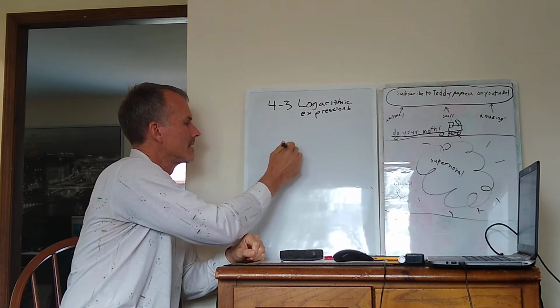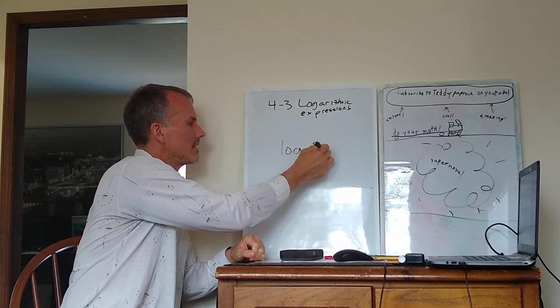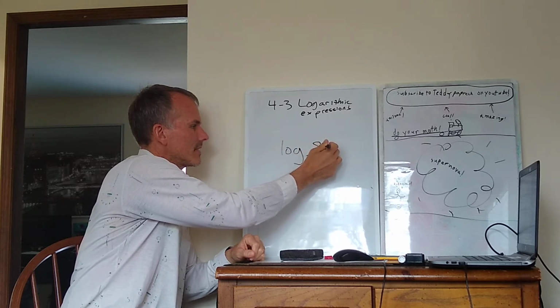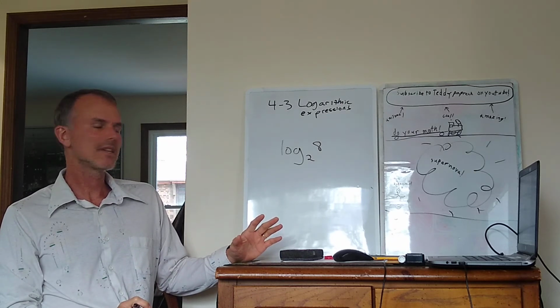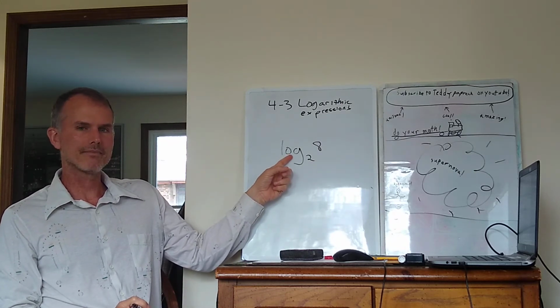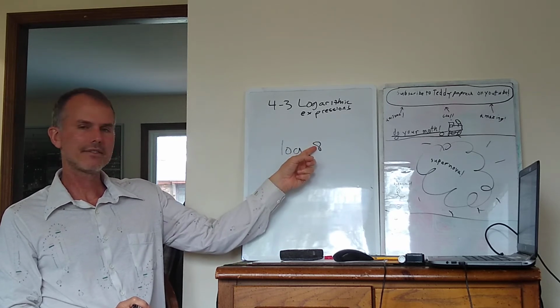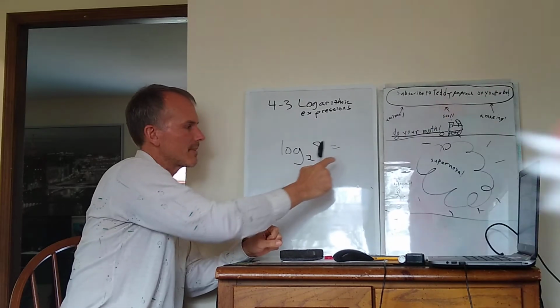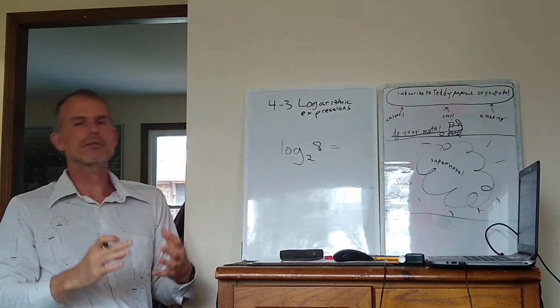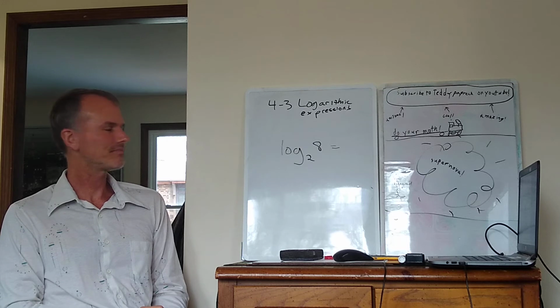I'm going to write log base 2 of 8. Now notice I don't have an equal sign yet, but I'm taking the logarithm to base 2 of the number 8. And the result, remember this is the base, this is the argument, and over here what I should get is an exponent. Well, how do I figure out what that exponent is?